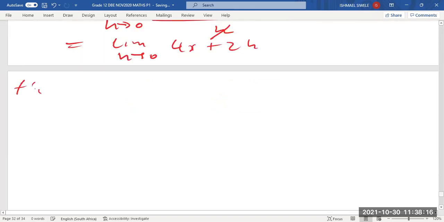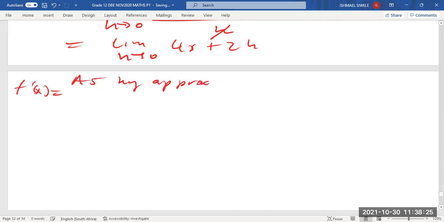So f prime of x is going to be equal to what? We're going to say as h approaches 0, what is it that is going to happen? As h approaches 0, if this becomes 0, you're going to be left with 4x on the right. So as h approaches 0, our remaining answer will simply be 4x. So that is how you're supposed to approach this question. And in that way, you will be done with this question. Okay, so that's how it is.